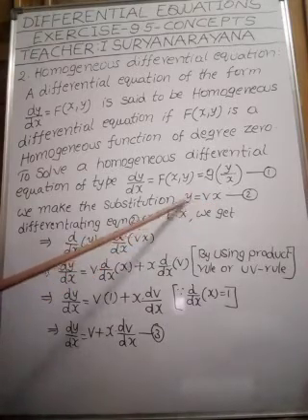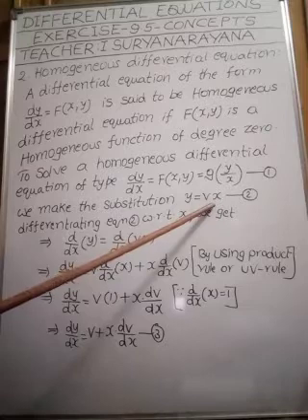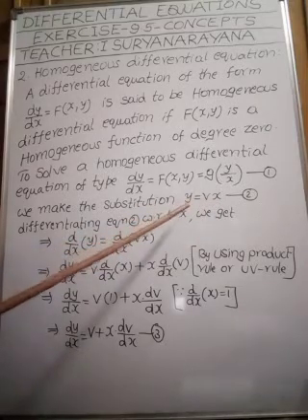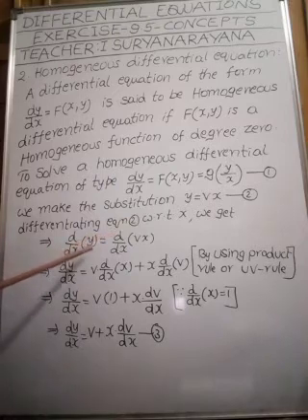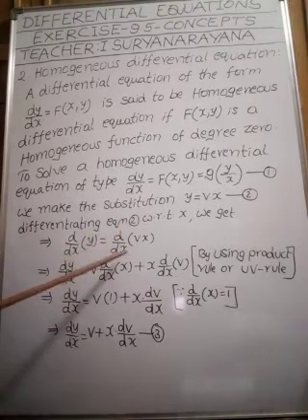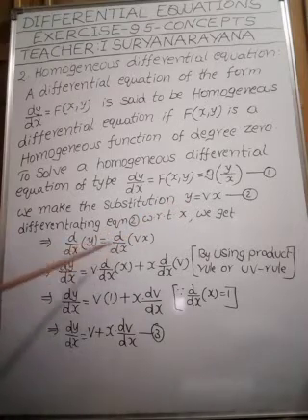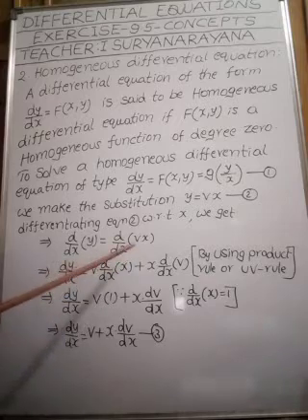Now differentiating with respect to x, we have to differentiate this equation with respect to x. So what is the differential operator? d by dx. So d by dx of y is equal to d by dx of vx. I wrote here the differential operator d by dx on both sides. Okay, my children, understood this step?